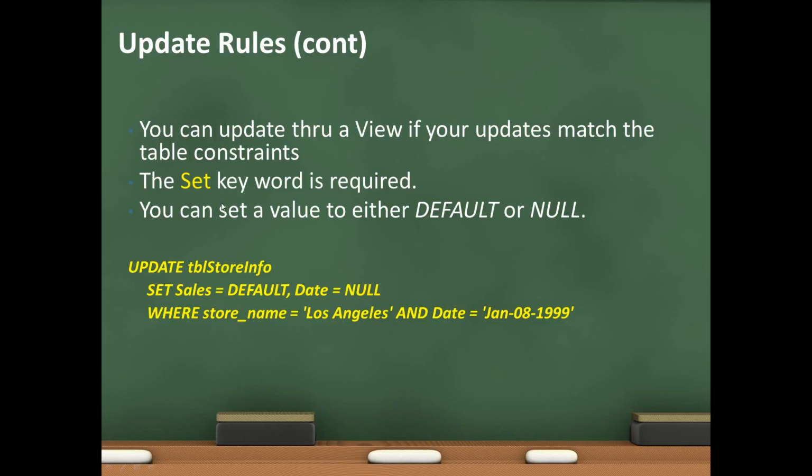Update rules. So again, we have to have the set, but the set is only used at the very beginning. After that, we just use a comma and then the field values we want. You can use a value of null or default if you choose to. So you can say where date is equal to null, or you can set your sales equal to default, as you see on the screen right here. If you don't have a default value, you're going to get an error. It stands to reason.